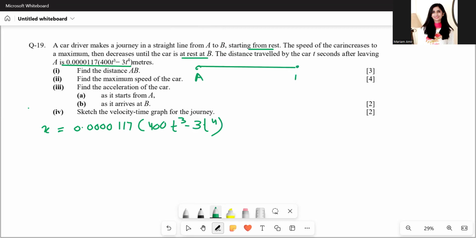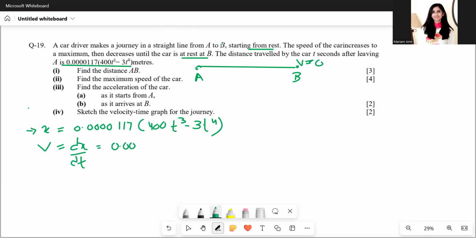And when the car reaches B, we know speed is 0 again. So we first need to find the expression for V, equate it to 0, and get the value of t. And then substitute that t back in this equation to get the distance AB. So how do you find V from x? We differentiate it.